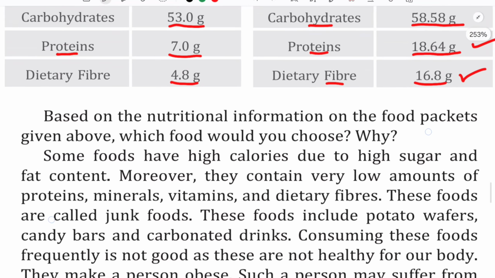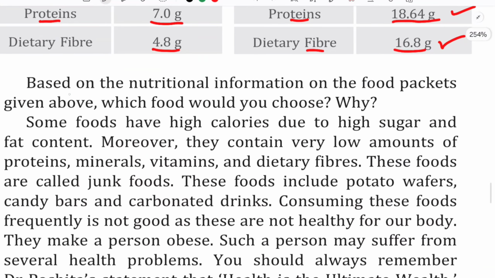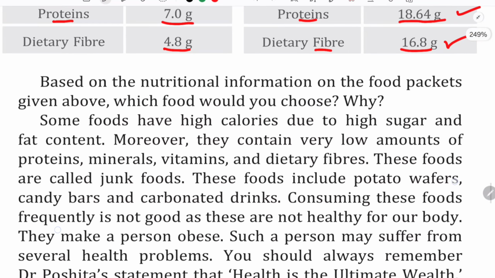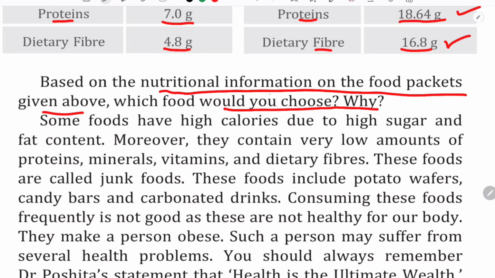So now let us see, based on the nutritional information on the food packets given above, which food would you choose and why? For me, I'll choose the roasted chana because it is healthier for my body. And you write, okay, which one you will choose, either potato wafers or roasted chana, and you also give the reason why, okay.